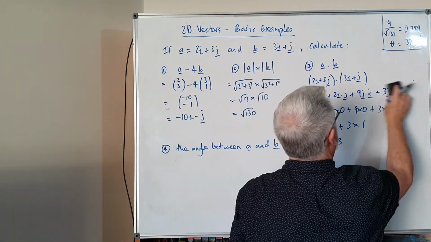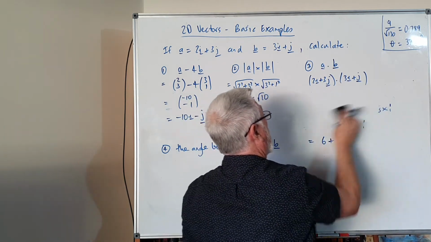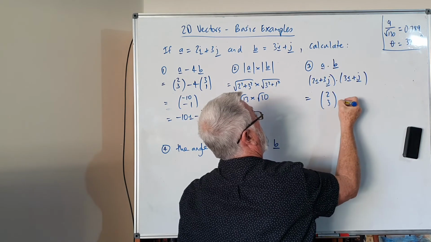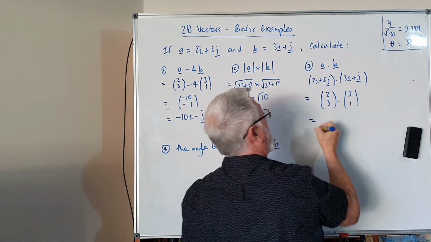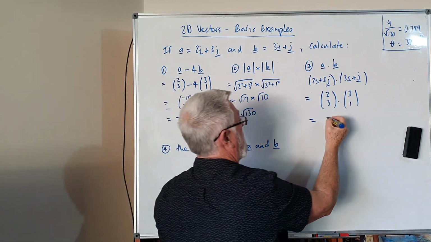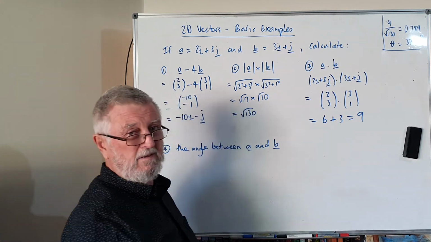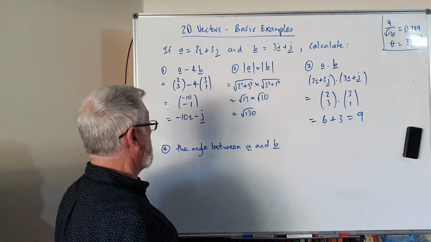Now a lot of it can be shortcutted if you wanted to. A lot of people get the hang of it, and after a while, especially when we get to 3D, if that's 2, 3 and we're multiplying it by 3, 1, all you're going to do is 2 times 3 is 6 and 3 times 1 is 3, and you get your 9 there. So it gets pretty quick, even if you've got 3 dimensions.